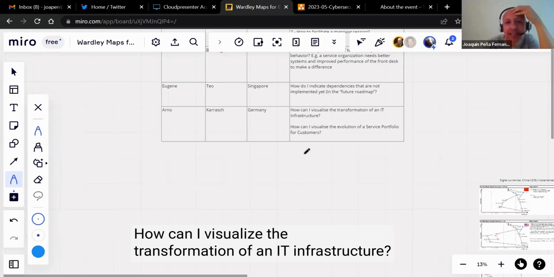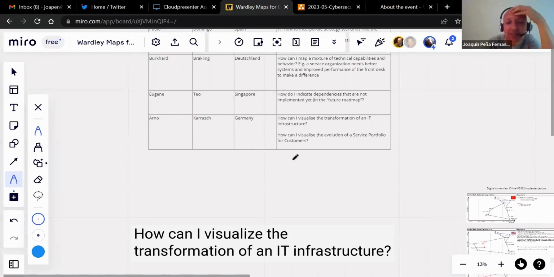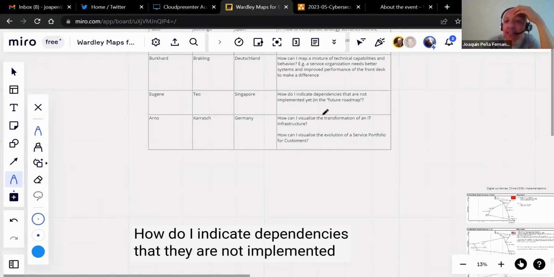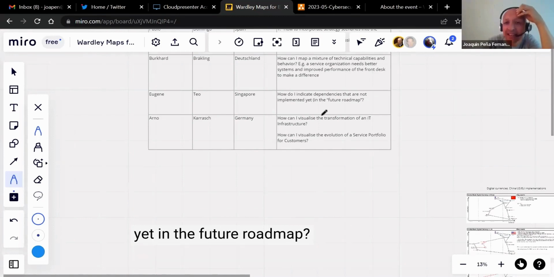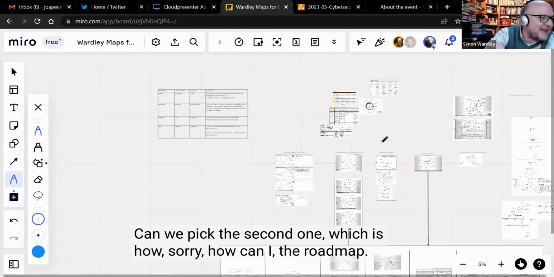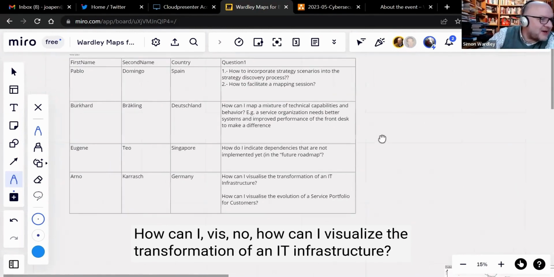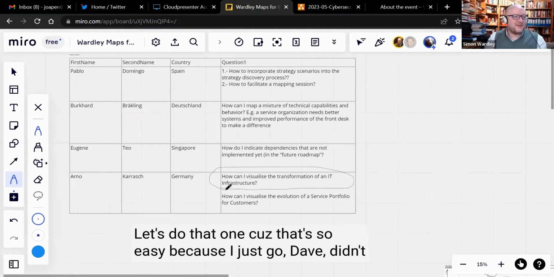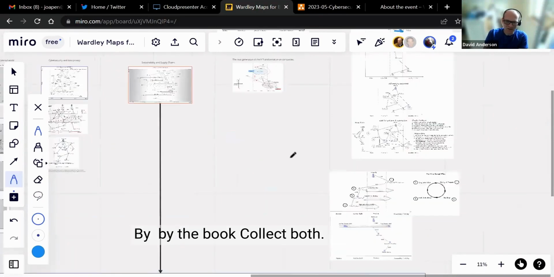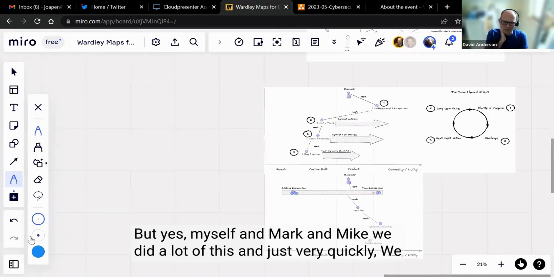That's very complex. How can I visualize the transformation of an IT infrastructure? How do I indicate dependencies that are not implemented yet in the future roadmap? Okay, so of those two, can we pick the second one, which is how can I visualize the transformation of an IT infrastructure? Let's do that one, because that's so easy, because I just go, Dave, didn't you do this at Liberty Mutual? Yes. Don't want to say by the book, but yes, myself and Mark and Mike, we did a lot of this.